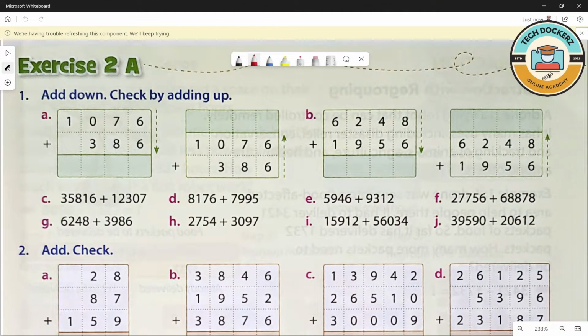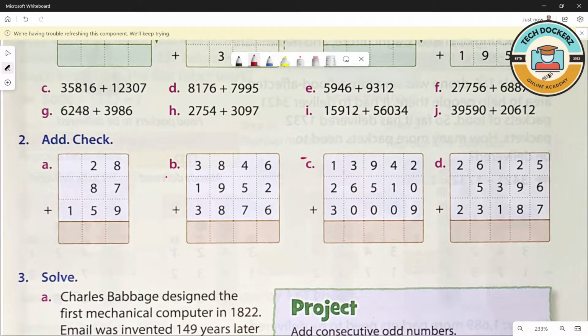Let's solve the important questions from exercise 2a. You can pause the video and write down the questions in your notebook. I will be very happy if you do it on your own. Let's pick question number 2b.